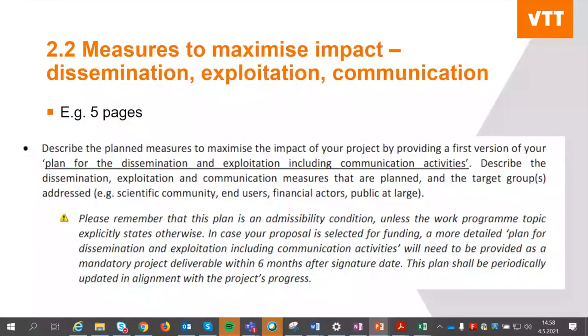So it's the actual measures to maximize impact. So it's the dissemination, exploitation, and communication. And here in the proposal template it is said that, for example, it should be 5 pages. And then it needs to be a description of the planned measures to maximize the impact, by providing this first version of your plan for the dissemination and exploitation, including communication activities.